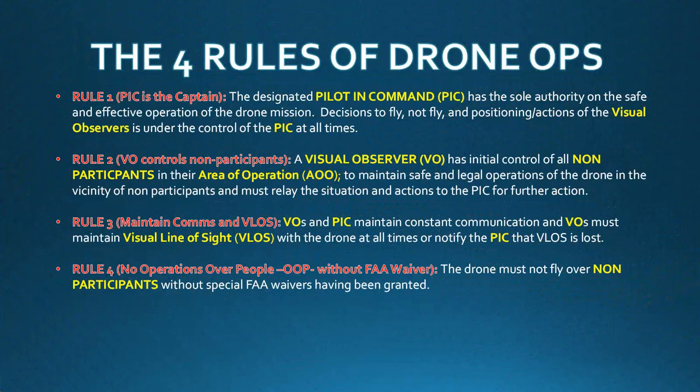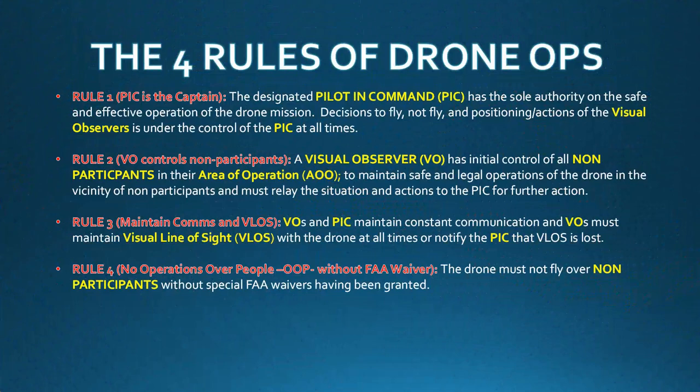Rule 3, maintain comms and visual line of sight, VLOS. VOs and PIC maintain constant communication, and VOs must maintain visual line of sight with the drone at all times or notify the PIC that VLOS is lost.